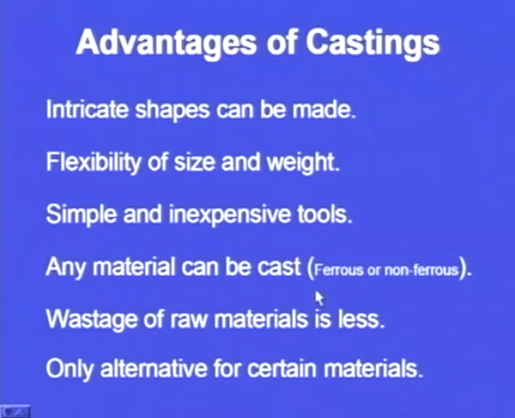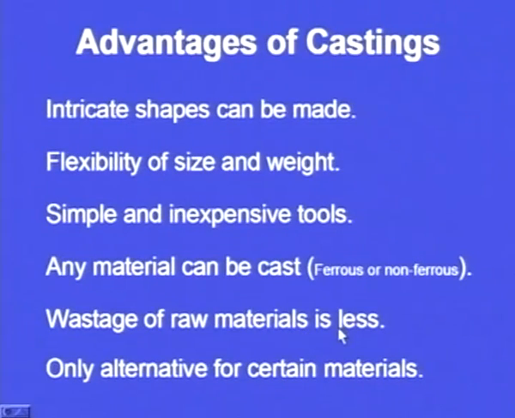Next advantage, any material can be cast, whether it is an iron component or aluminum component or bronze component or gold component or silver component, any component can be cast. And wastage of raw material is less. In other manufacturing processes, the wastage of raw material will be more, but in the case of metal casting, the wastage of raw material is less. And this is the only alternative for certain materials. There are certain materials which cannot be machined, but that can be successfully cast. There are materials which are very difficult to manufacture by other processes, but using metal casting they can be manufactured easily.